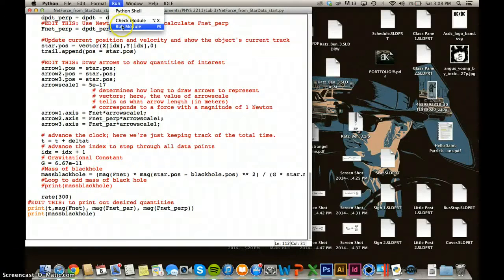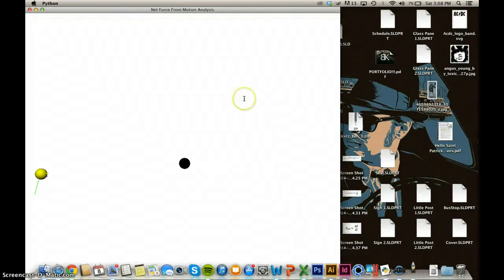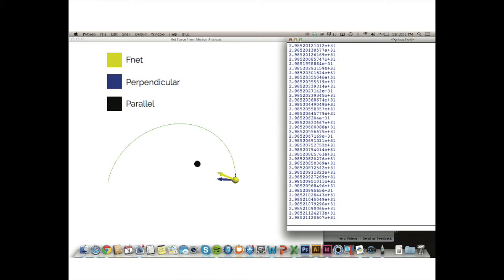As you can see when I run the code, the star travels around the black hole. The size of the arrows, or gravitational force, increases as the star gets closer to the black hole and vice versa. The black arrow is the parallel component of Fnet, the blue arrow is the perpendicular component, and the yellow arrow is Fnet. In a second try, I ran the code with a recurring print statement for the mass of the black hole. Since the mass of the black hole stays essentially the same, the code proves to be working correctly.